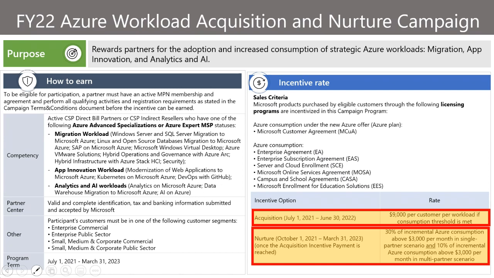Your eligibility as a partner is determined at location MPN ID level. If you have additional questions, please post them in the chat. I will get back to them at the end of my presentation.